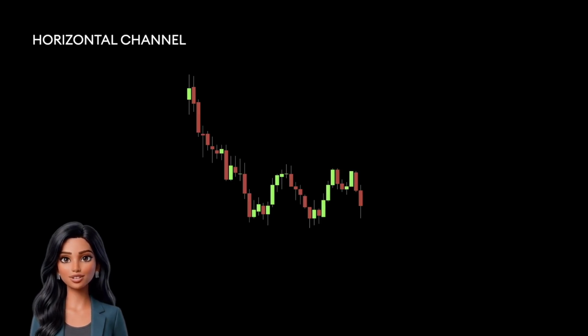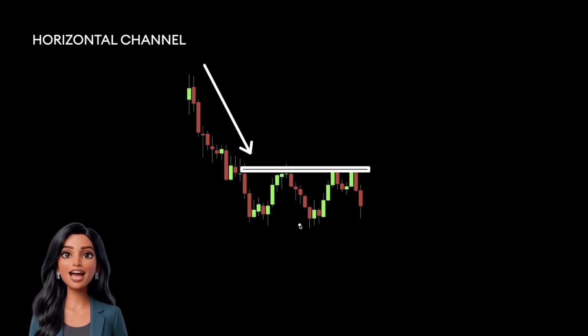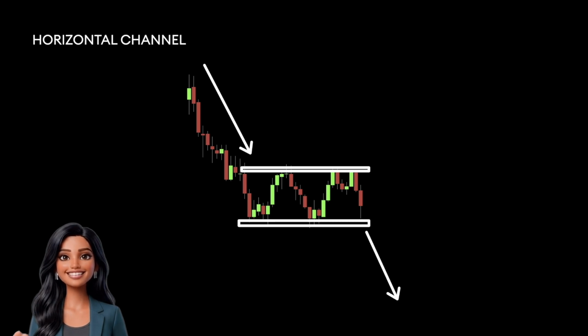In a bearish horizontal channel, the price starts in a downtrend and consolidates within this range. The pattern indicates a pause in the downtrend, but if the price breaks below the horizontal support, it signals a continuation of the bearish movement.